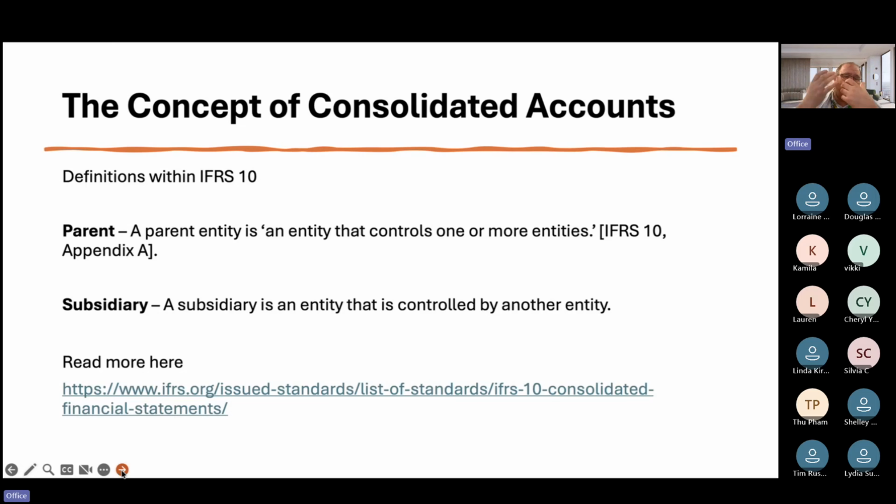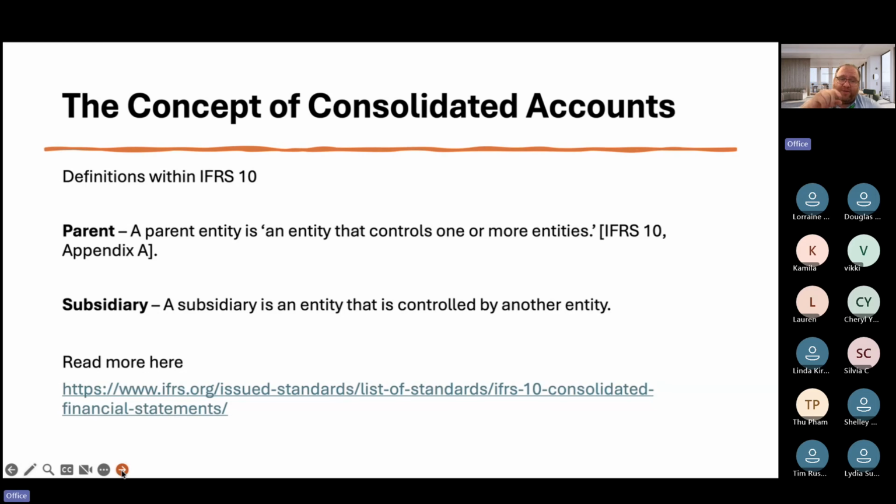So a parent company or a parent entity is the entity that controls one or more other entities. I put a link there. I will upload these slides onto the group later. There's a link there which takes you to IFRS's website, which gives you the whole detail of IFRS 10, but all of the IFRS and IAS standards. So we've got the parent company, and then subsidiary companies. A subsidiary is an entity that's controlled by another entity. The key words there: controlled by.